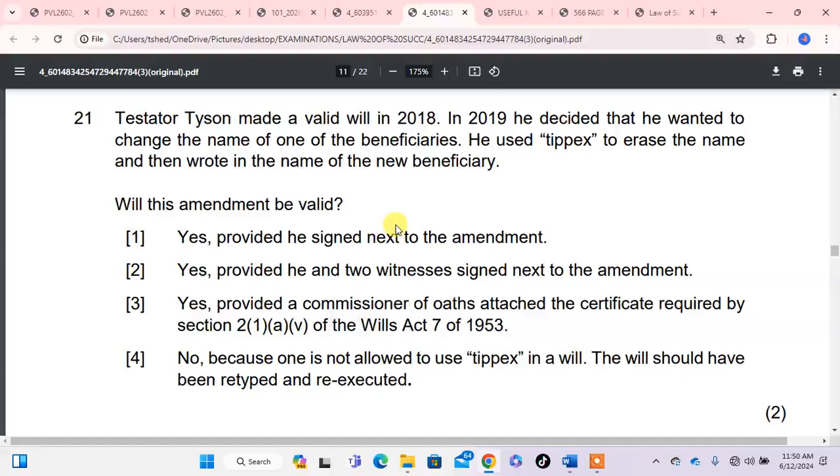Yes, provided he signed next to the amendment. Yes, provided two witnesses sign. Will the commissioner of oaths attach the certificate? No, because it is not allowed to use Tipp-Ex in a will.